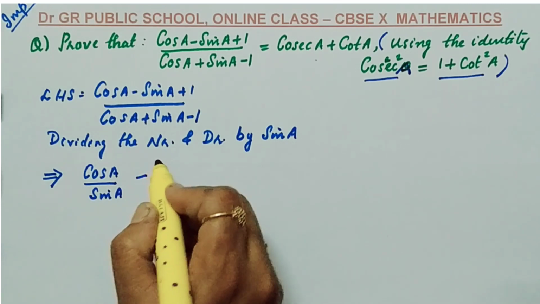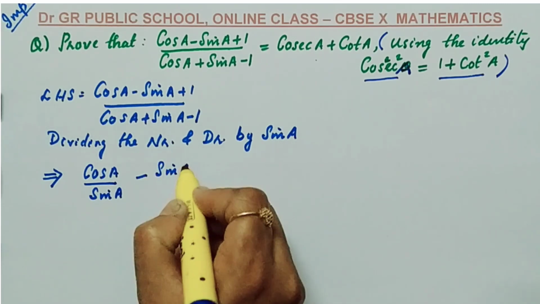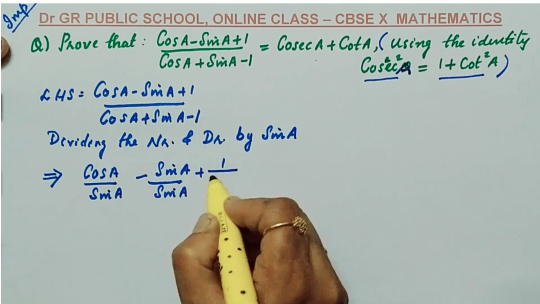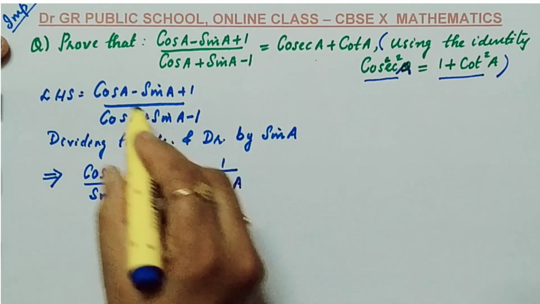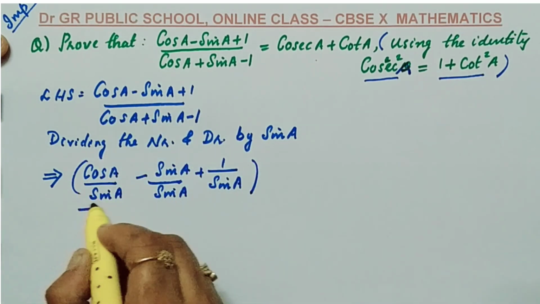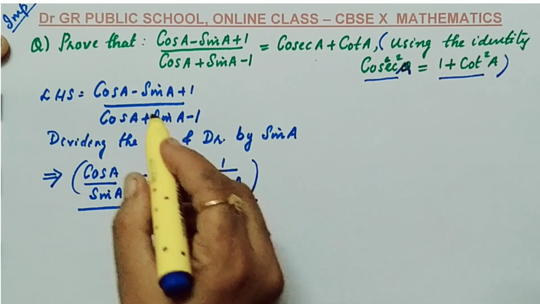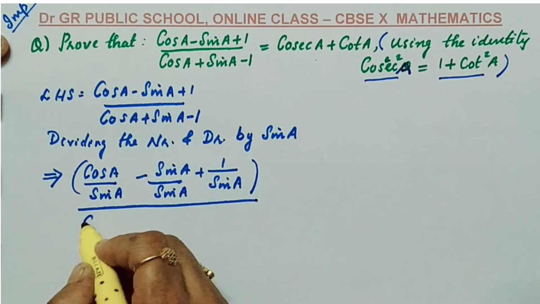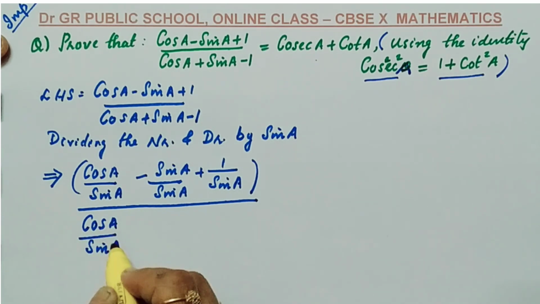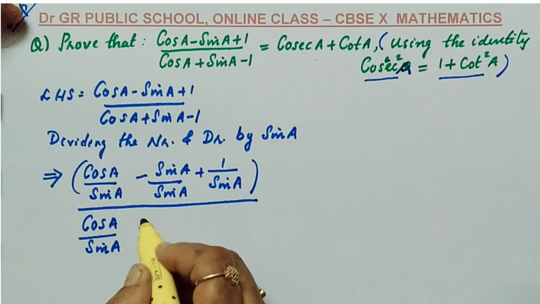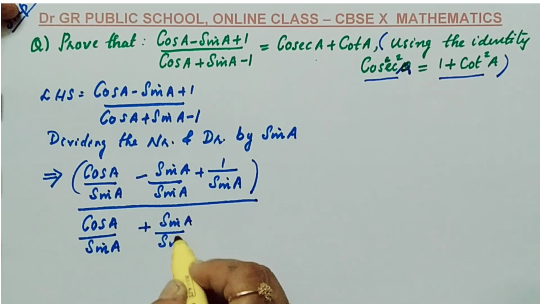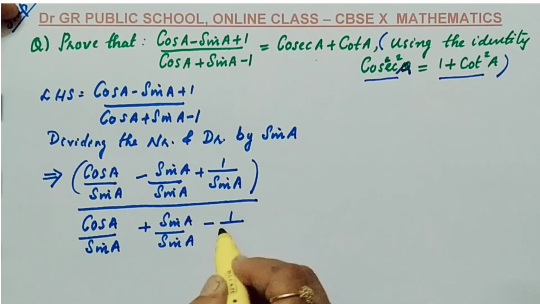minus sin A by sin A plus 1 by sin A. In the numerator, each term I divided with sin A, the whole divided by. In the same way, you need to divide the denominator also. In the denominator, when dividing by sin A, you get cos A by sin A plus sin A by sin A minus 1 by sin A.